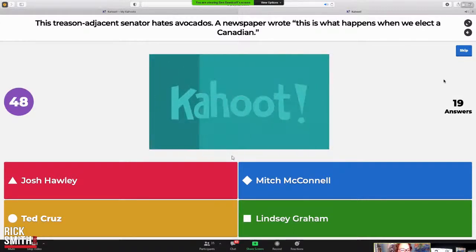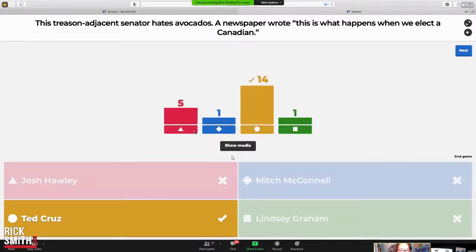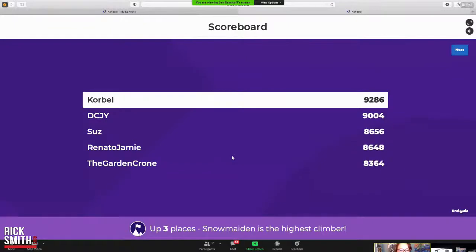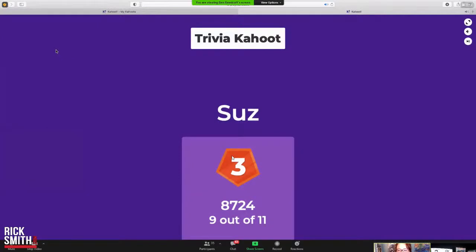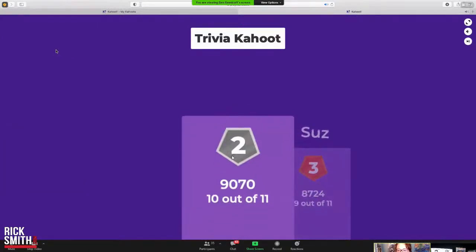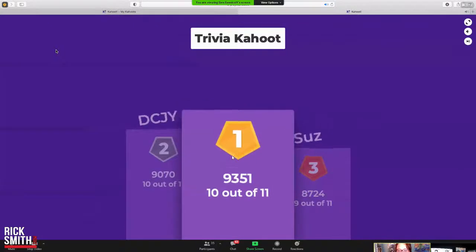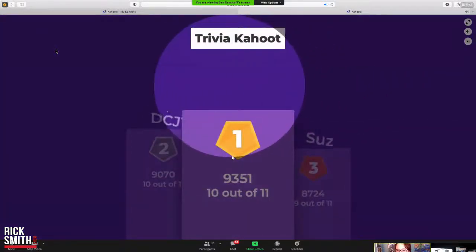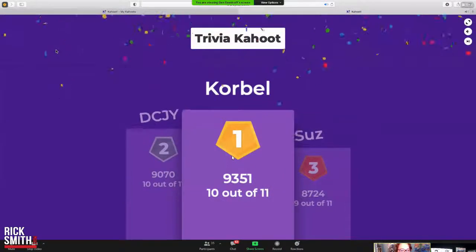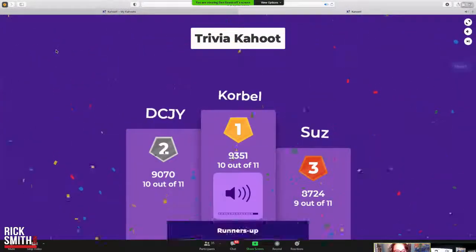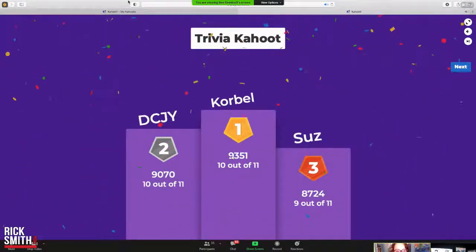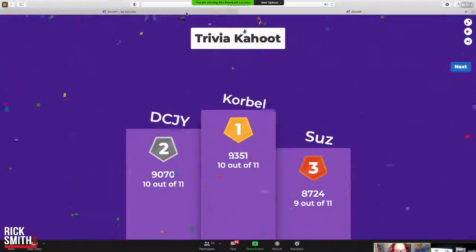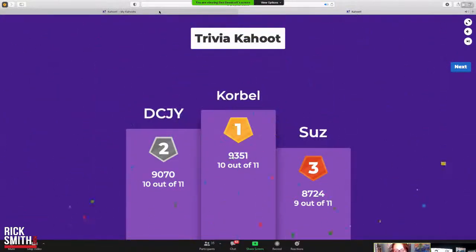Wow, avocados. I don't know how you can. Well, look at that. I think everyone banged right through that. All righty. Well, Ted Cruz was obviously the answer. I don't know how you can be a senator from Texas and hate avocados, but he does, which I guess would explain why we have the newspaper saying they don't like it. But their top 3 so far, Corbel, DCJY, and Sue round out our top 3. 10 out of 11 and 9 out of 11.